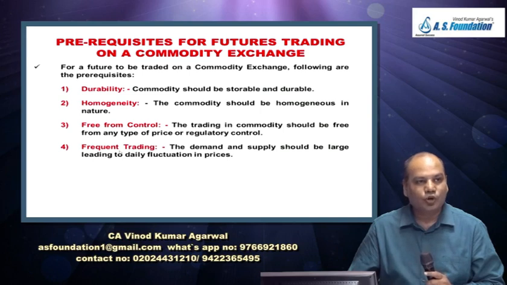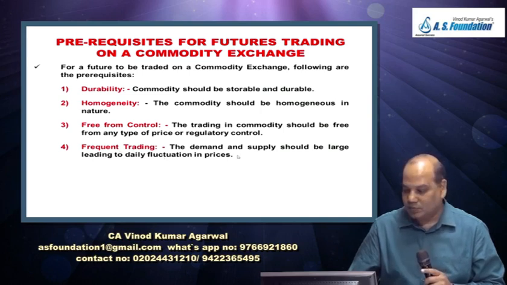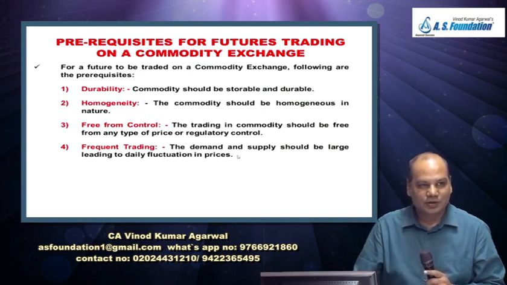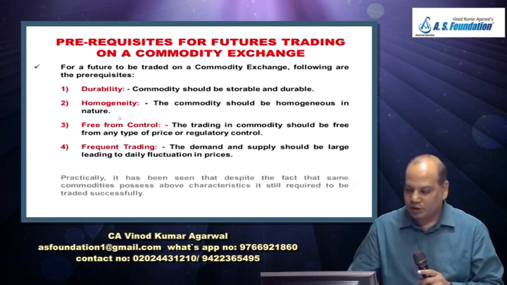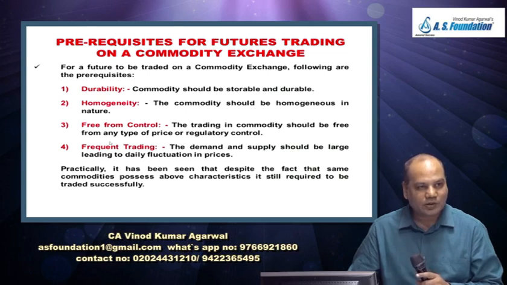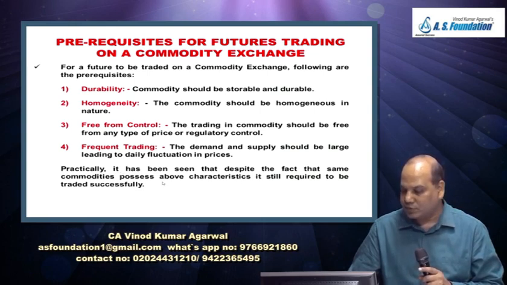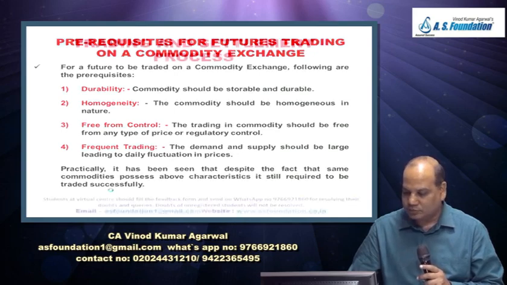And next is the volume should be high. There must be a large number of buyers and sellers. There must be fluctuation in the price. Have you noted these points in the earlier chapter also? Number 6? Yes. Practically, it has been seen that despite the fact that a commodity possesses the above characteristics, it is still required to be traded successfully.